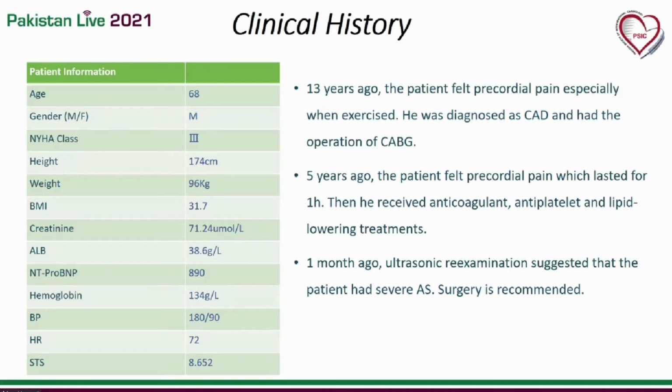So this patient came to our hospital. His heart functional class is New York Heart Association class 3. This patient is obese, the BMI is 31.7. Routine tests showed normal liver and kidney function and normal nutrition status. The N-terminal pro-BNP. Just the STS, briefly. The STS is 8.6, which is high risk.